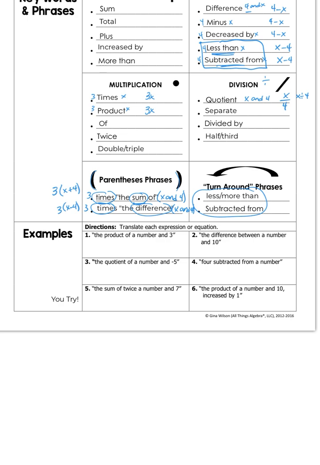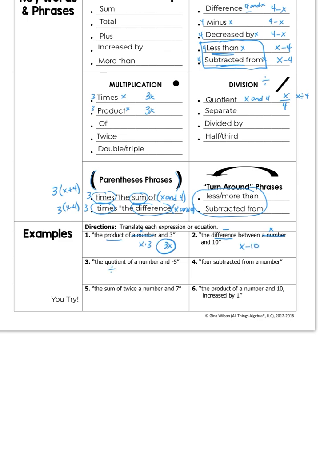All right, so the product of a number and 3. So a number just means x, right? So the product means I'm going to multiply x times 3. So instead of doing x times 3, I'm going to write 3x. And that's going to be my answer. The difference means I'm going to subtract between a number, which we're just going to call x, and 10. So since the x comes first, I'm going to do x minus 10.